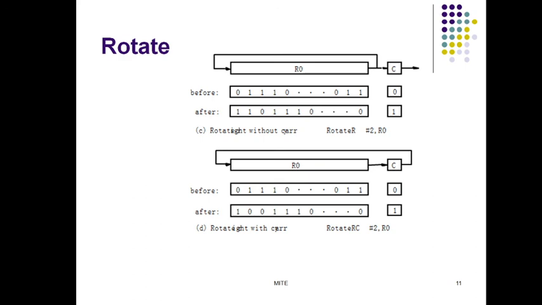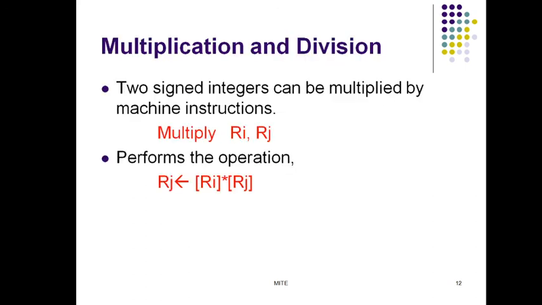The next instructions we have are multiplication and division. Two signed numbers can be multiplied or divided by machine instructions with the same format as we have seen in the addition instruction. The instruction can be multiply Ri comma Rj. What this will do is the contents of Ri will be multiplied with the contents of Rj, and the result will be stored into Rj. So Rj will be the destination.